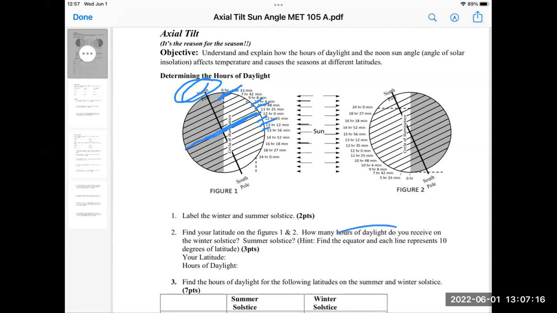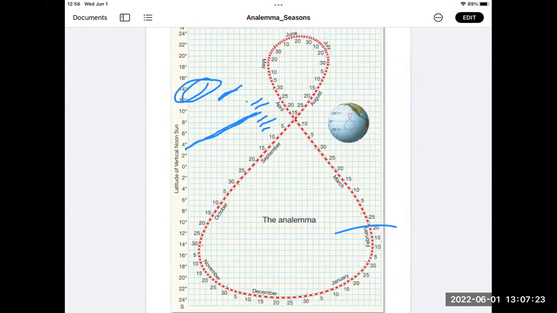The next thing I want to, let me see if it'll let me move it. There it goes, but now I got to figure out how to erase.